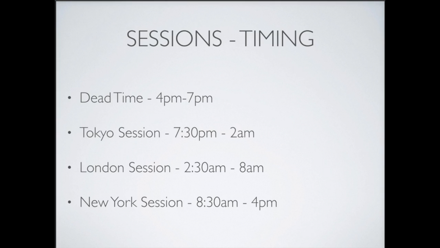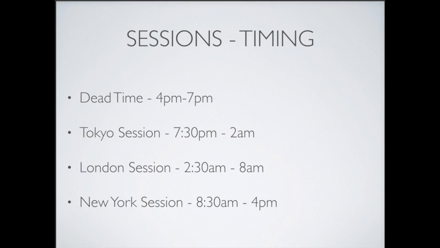Tokyo session from 7:30 to 2 a.m. That's pretty much when all the JPY pairs are going to be going off the charts. All right. So if you want to trade during those times, my suggestion, trade the JPY pairs. Everything else like USD or CADs, they might be a little slow.